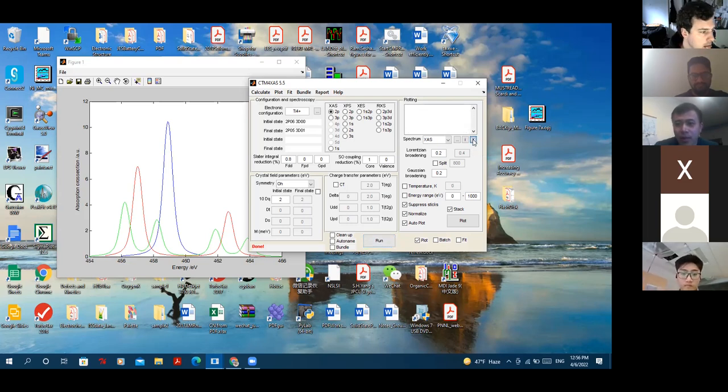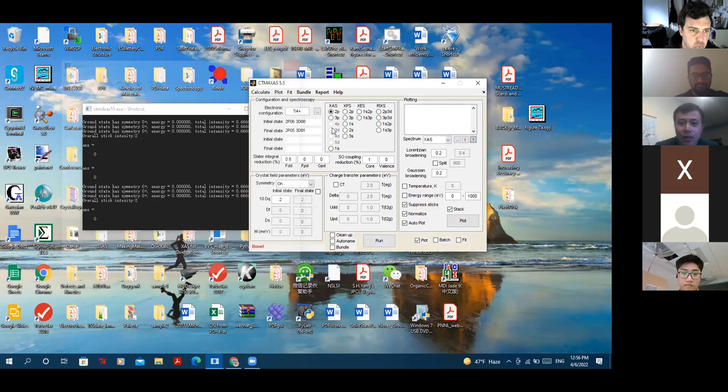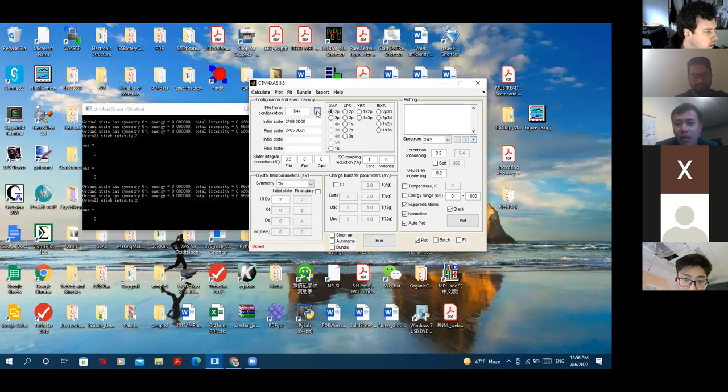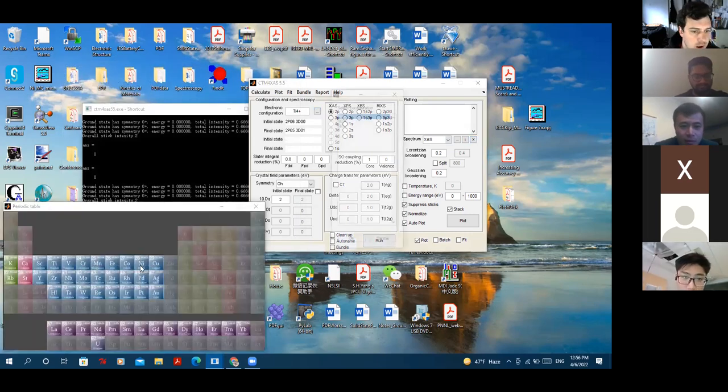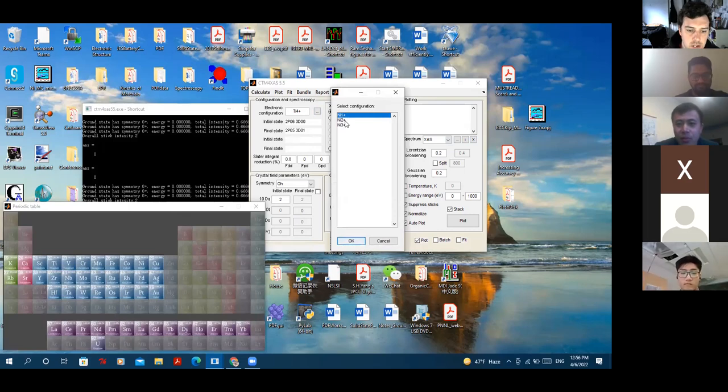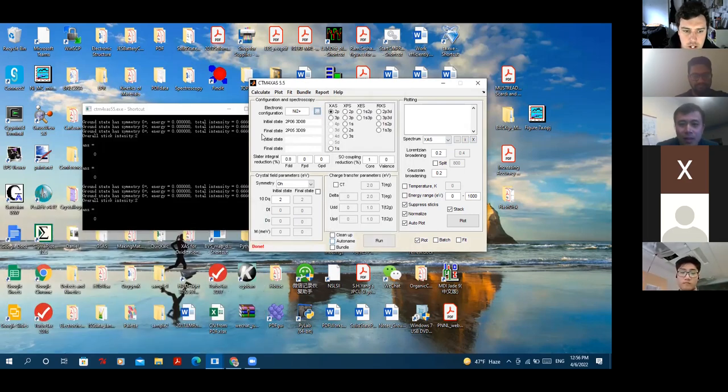Let's look at nickel. Since nickel is something that we definitely encounter for the battery materials, let's start with nickel 2+, which is very common. Okay, so now we're getting very complicated. In fact, the nickel 2+ in the initial state is already a many-electron system, right? We have 8 3D electrons, and in the final state, we have 9 3D electrons, and also we have the core hole.